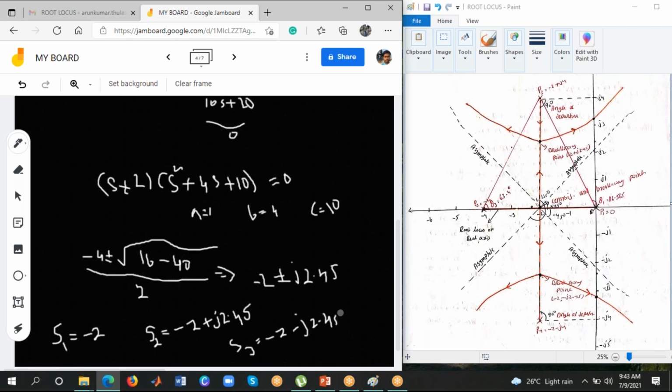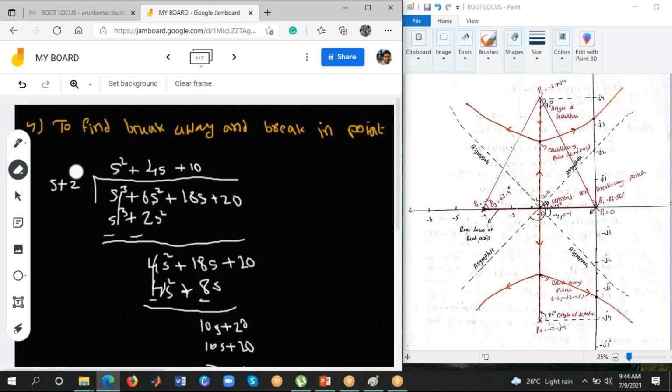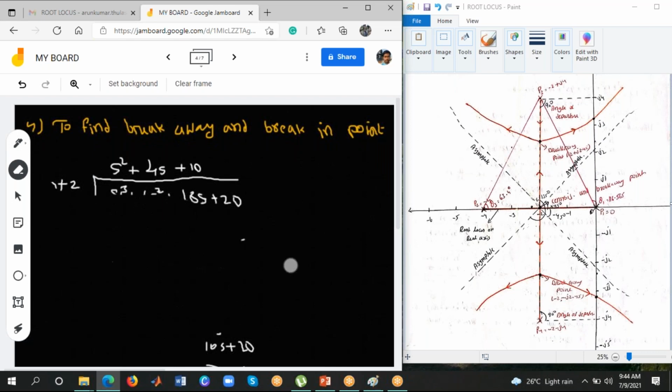సో ఇప్పుడు మనం ఏం చేయాలంటే ఈ 3 పాయింట్స్ ని k ఈక్వేషన్ లో సబ్స్టిట్యూట్ చేయాలి. చేసిన తర్వాత if k value is positive real, then you can consider it as a breakaway point. If it is not positive real, it is not going to be considered. So I am going to substitute these 3 points in the k equation. So I am going to write the k equation here.